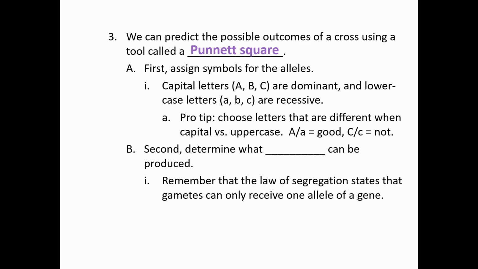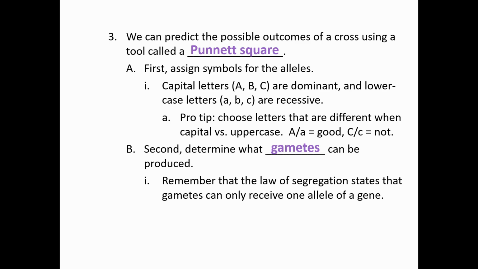Usually you like to choose letters that are somewhat different when you type them or write them out, capital versus lowercase. So using A's is good because capital A looks different from lowercase a. But C can be harder to distinguish because capital C and lowercase c can look the same. It really does not necessarily matter what letter you choose, as long as the letters for both alleles are the same, and the only difference between them is capital versus lowercase.